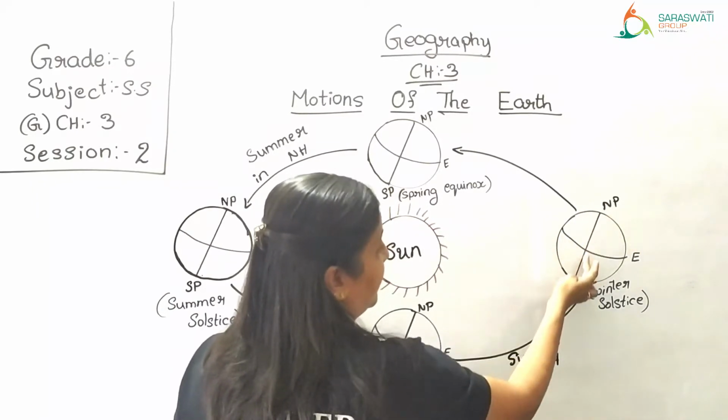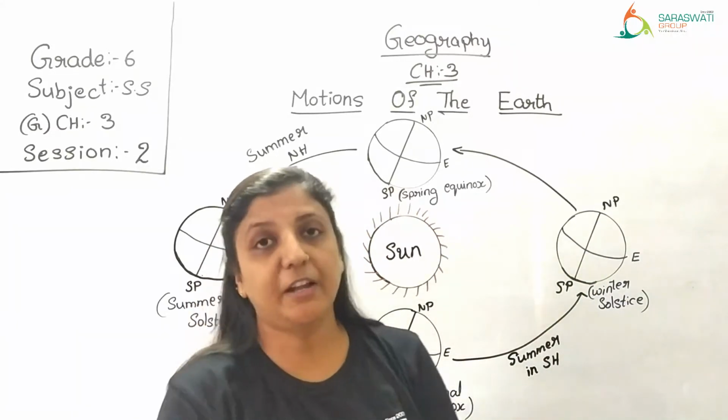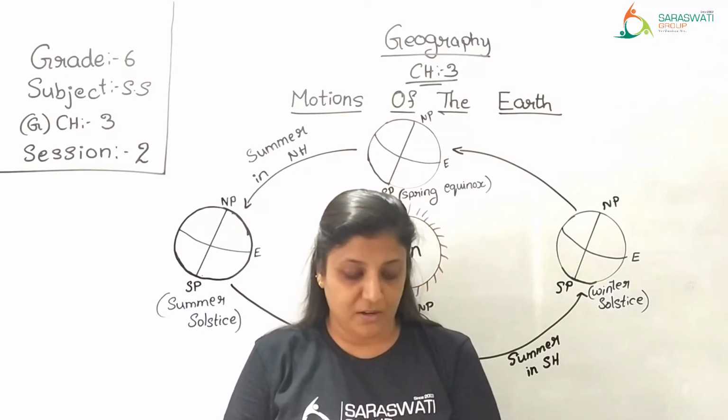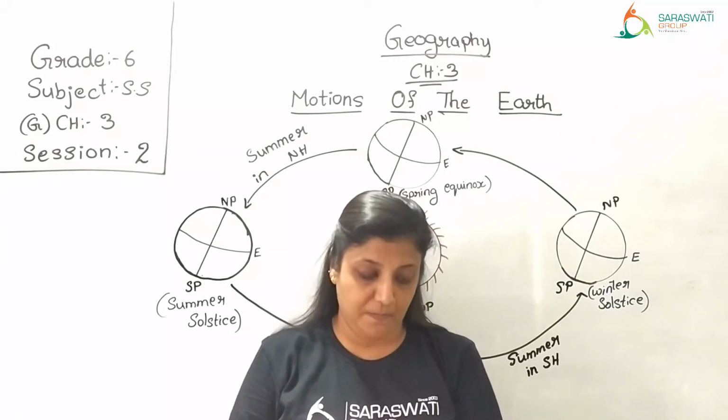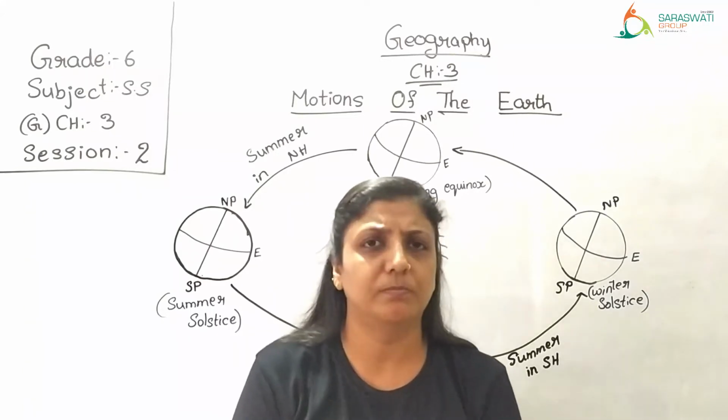It is tilted to 66.5 degrees. At the equator, the variation is minimum and the days and nights are equal length throughout the year.